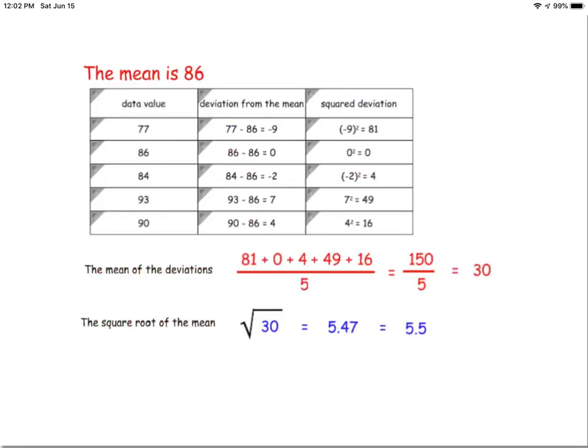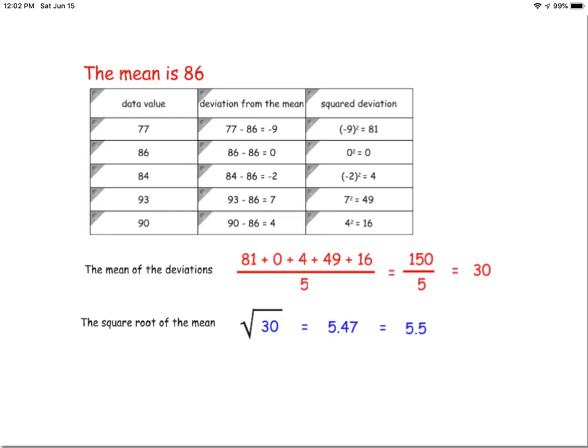So remember, the mean is 86. So we have each piece of our data value listed in the table. I have 77, 86, 84, 93, and 90. So the first step after we found the mean is to find the deviation, or basically how far it is from the mean. So if you recall, I have my mean of 86. So I'm taking my values and I'm subtracting the mean from them to figure out how far they are from the mean. So if I'm looking at that, I have 77 minus 86 equals negative 9. 86 minus 86 equals 0, and so on.